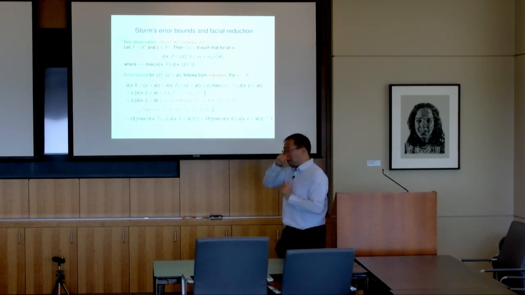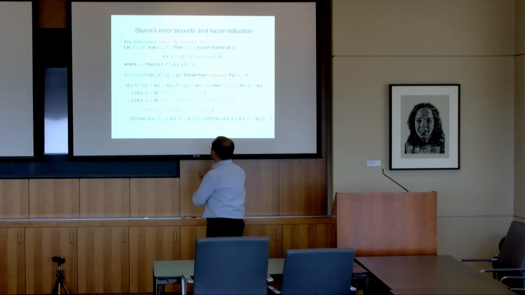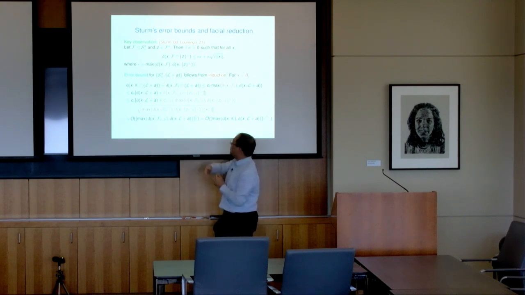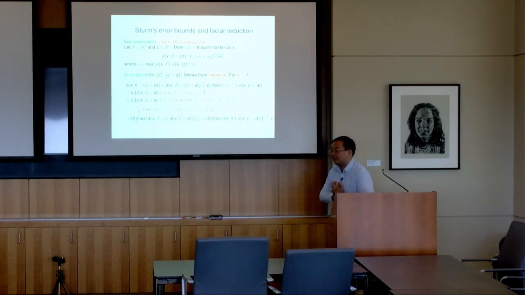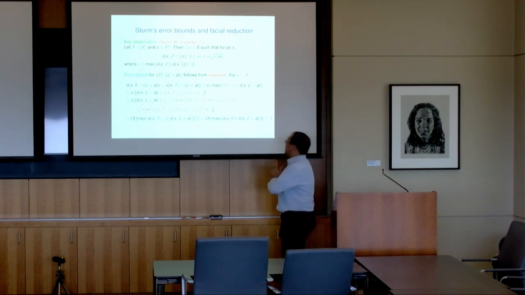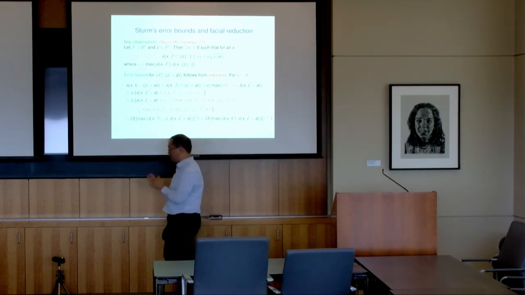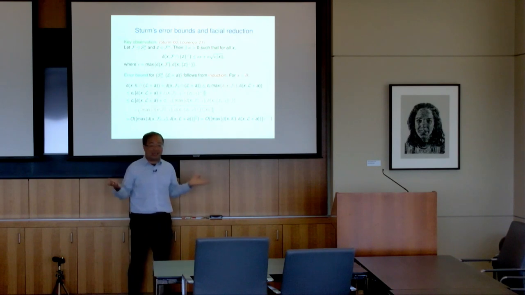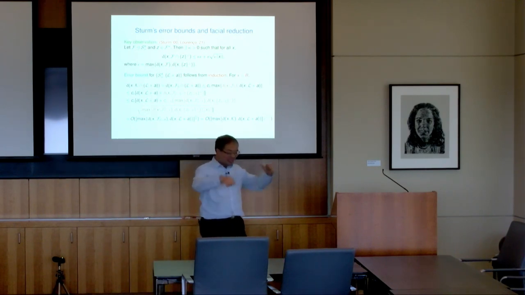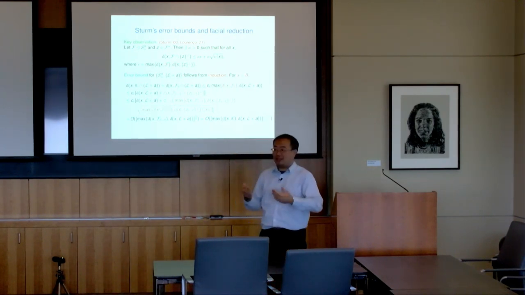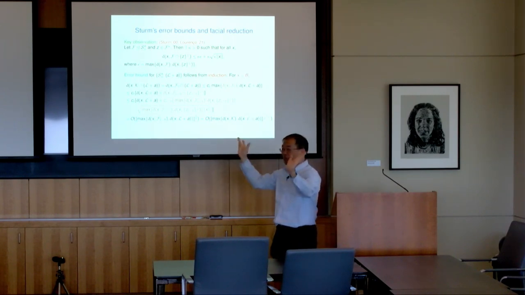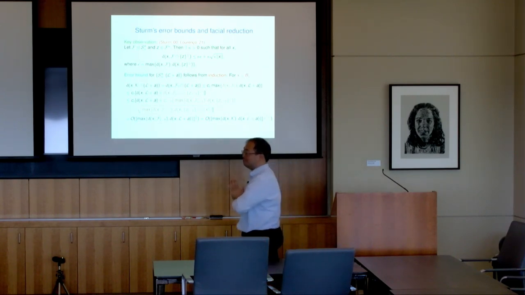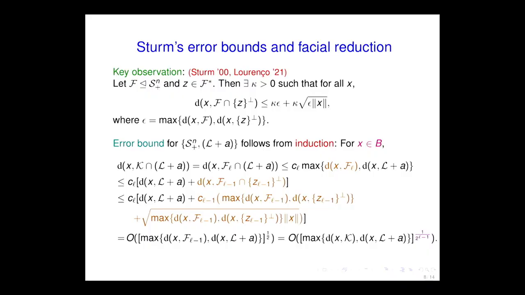Now, you can see that what we are doing here is basically we made use of facial reduction so that we have the phase change, and we have the key observation. Okay. Now, facial reduction is for general closed convex cone already. So if we want this business to go beyond PSD cone, we need to generalize the key observation to general closed convex cone. Okay. So that's the key.